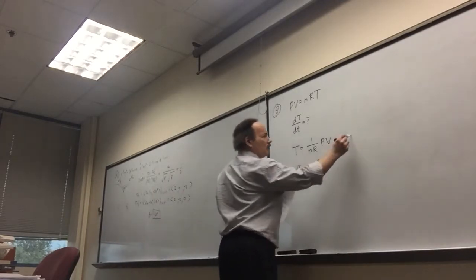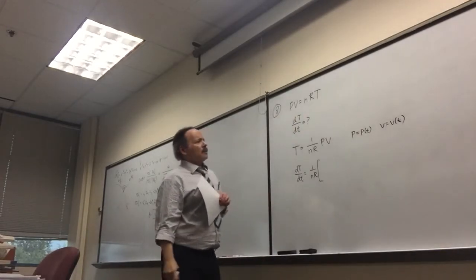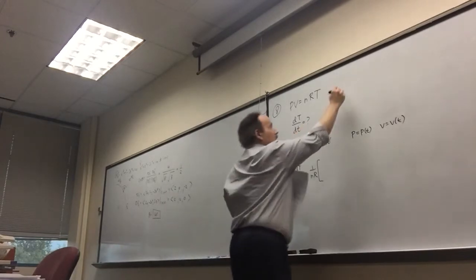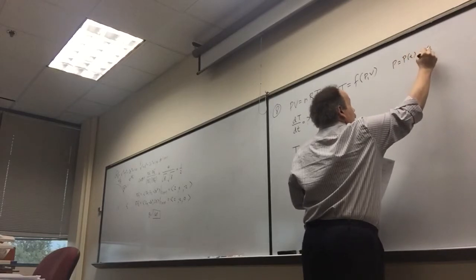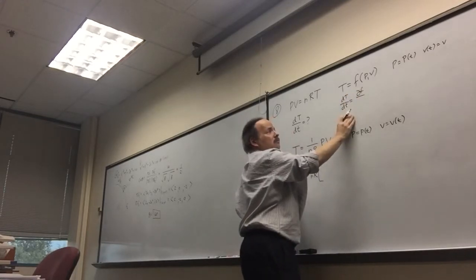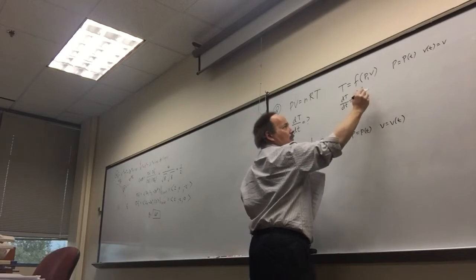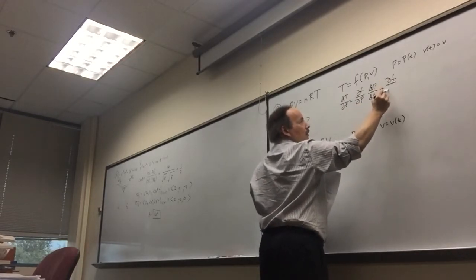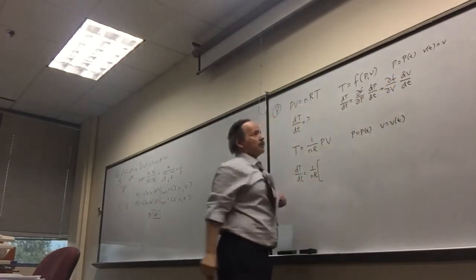Remember how we do this? Because remember, all of these are functions of t. So if we had T as a function of P and V, and P and V are functions of time, then what does the chain rule say? dT/dt is equal to the partial of f with respect to P first, times dP/dt, plus the partial with respect to V, times dV/dt. This is the chain rule, isn't it? Okay.